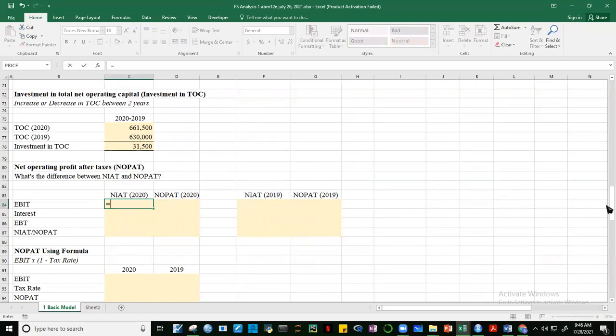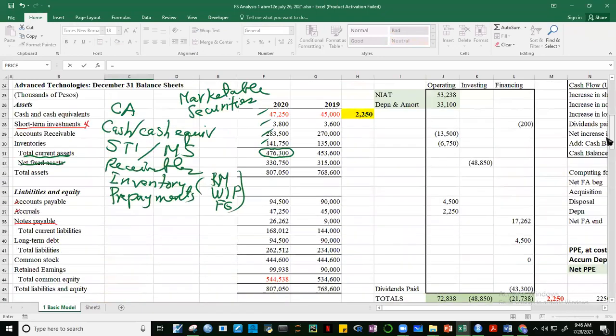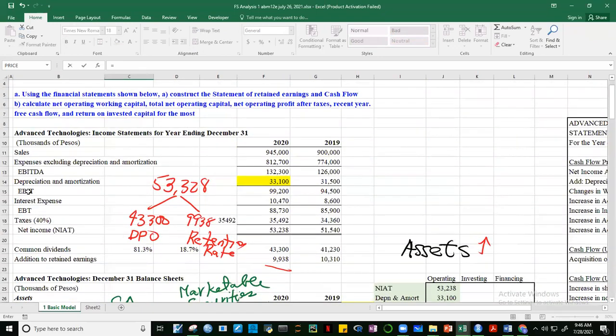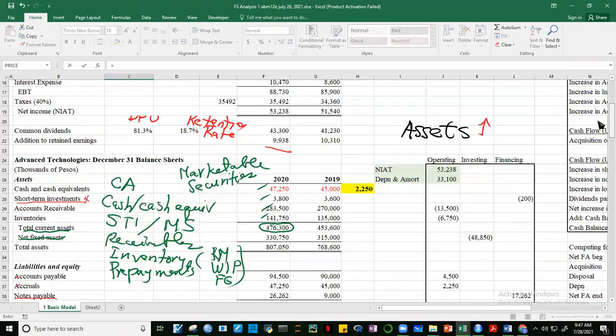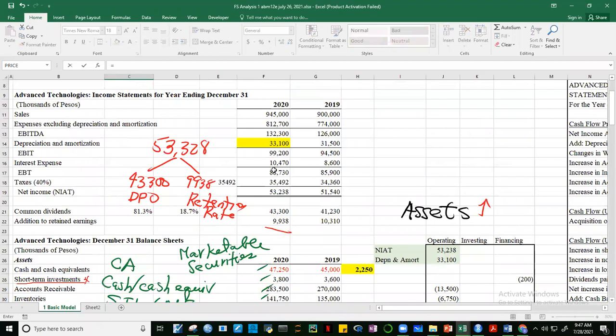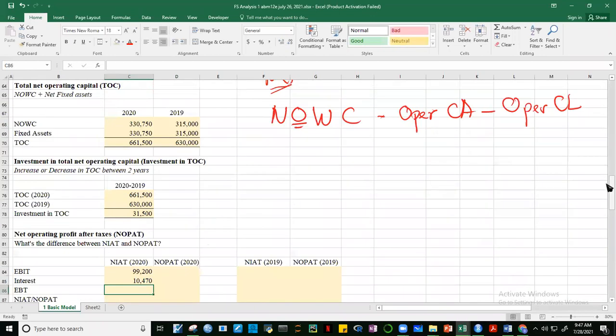So let's start with EBIT. We just get it from the income statement above. Okay, ito yung EBIT natin, no? We will start with this one, EBIT. Okay, so that's 99,200. After we get our EBIT, earnings before interest and taxes, syempre, ang susunod na tatanggalin dyan yung interest. And we have that figure, nasa taas din yan. We just get that here. Interest expense is 10,470.